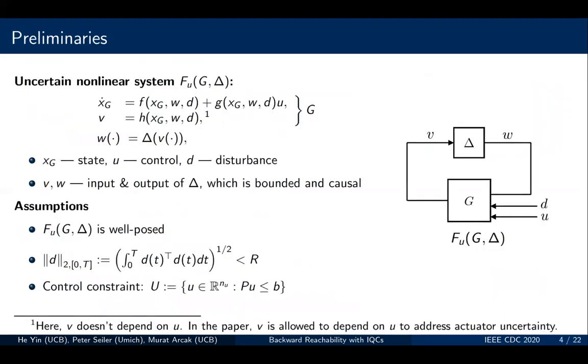We model the uncertain nonlinear system Fu of G and delta as an interconnection of the nominal system G and the perturbation delta. G has state xg, control U, disturbance D, and output V. Delta has input and output V and W. We assume the uncertain system is well posed. The disturbance has L2 norm bound R, and the control constraint set is given as a polytope.